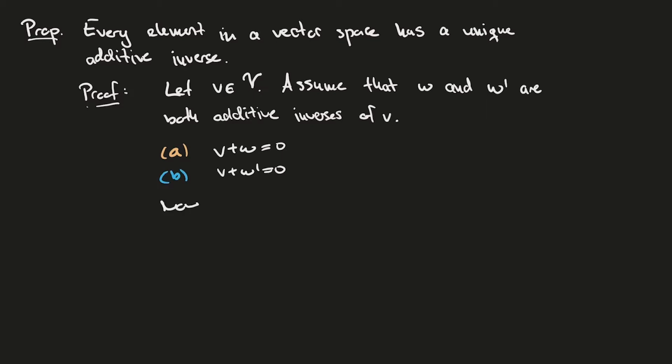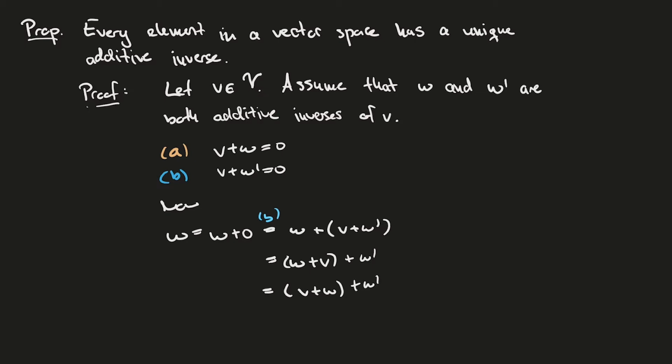But now, w is equal to w plus 0, because 0 is the additive identity in the vector space V. And using property B, we can now rewrite 0 as v plus w prime. By associativity, this is the same thing as w plus v, plus w prime, bracketed in the other order. And by commutativity, we can switch the order of v and w in the brackets. However, by property A, what's in the brackets is just 0.